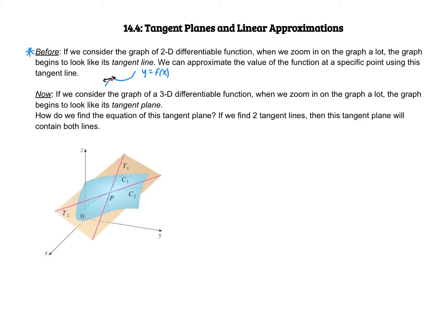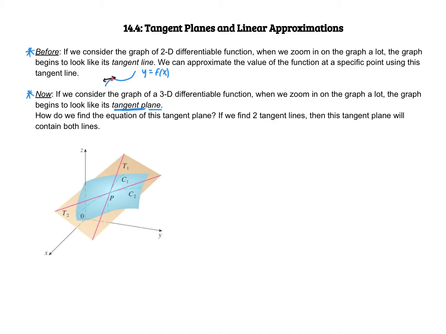Now, of course, in Calc 3, we're looking in 3 space with functions of 2 or more variables. So let's take a look at what we're going to be doing today. If we consider the graph of a 3D differentiable function, when we zoom in on the graph a lot, the graph begins to look like its tangent plane. And that should make sense. If we have a 3-dimensional graph, when we zoom in, it's not going to look like a tangent line, it's going to look like a tangent plane. So of course this leads to the question, how do we find the equation of this tangent plane then?